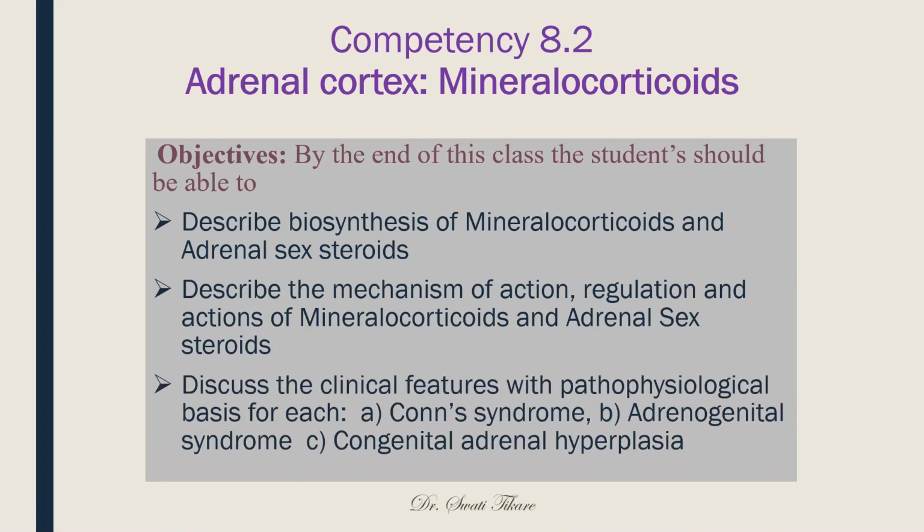Then we have also discussed the pathophysiology of Conn syndrome, that is primary hyperaldosteronism, the difference between primary and secondary hyperaldosteronism, and we have discussed adrenogenital syndrome and congenital adrenal hyperplasia. Based on whether ACTH is increased or decreased, there is also pigmentation that can be there, so please look into that also among the symptoms. So this is what we have covered for today's class on mineralocorticoids and adrenal sex steroids. That's the end of today's class.